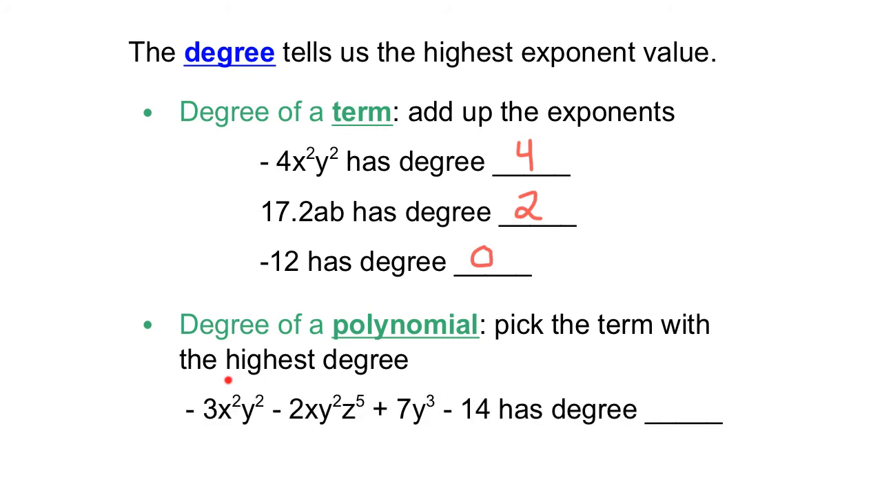But now let's look at this polynomial. How many terms does this polynomial have? 1, 2, 3, 4. This is a 4-term polynomial.